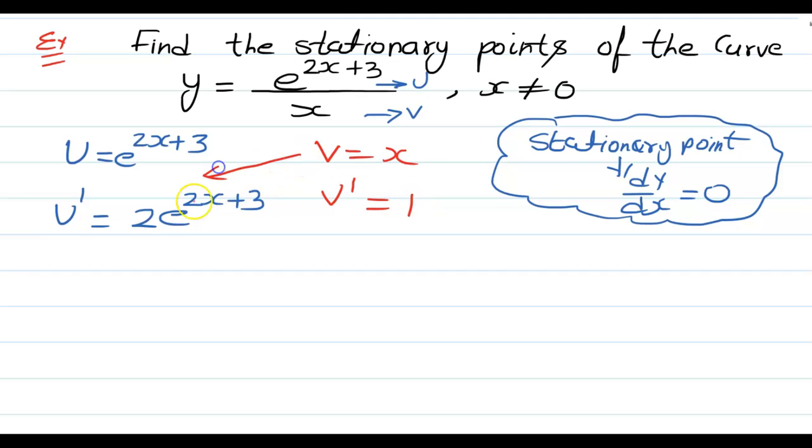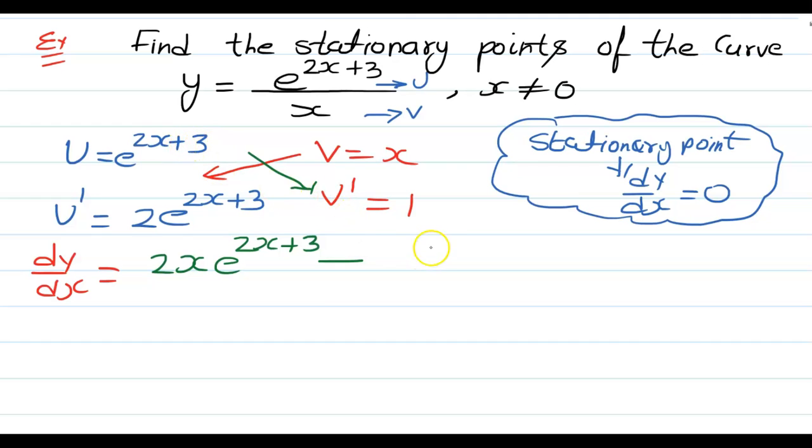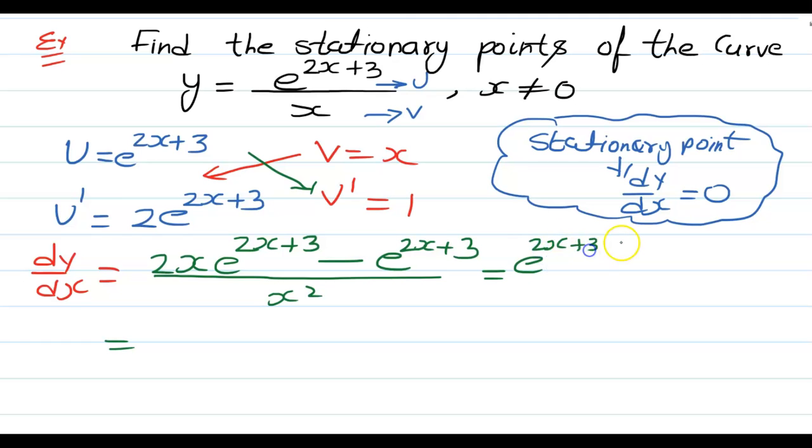So first we need to multiply this. Our dy by dx: you multiply this, so it will be 2x e to the power 2x plus 3, then minus sign, and then you multiply this, e to the power 2x plus 3, divided by x square, that is v square. If you see, e to the power 2x plus 3 is common, so let's write e to the power 2x plus 3 outside. What is left here? 2x minus 1 divided by x square.